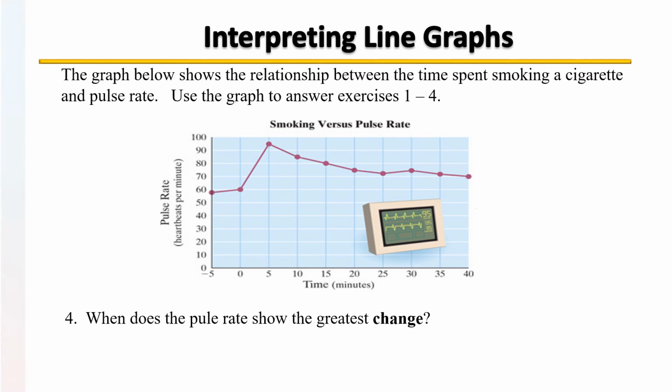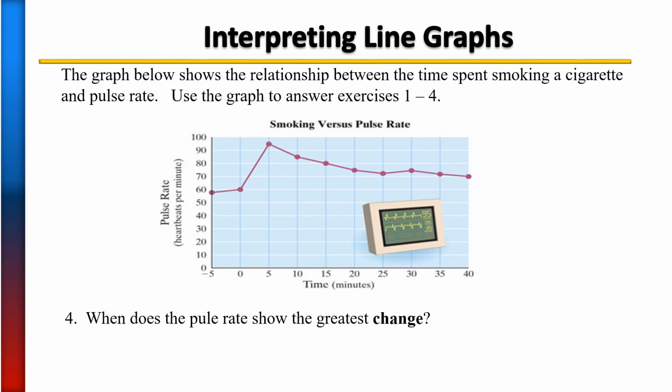Question number 4. When does the pulse rate show the greatest change? Now, change can be an increase or decrease. It's a point in your line where you notice from left to right that it's moving upward, or from left to right moving downward. And the farther apart it is, the greater the change is. So when does the pulse rate show the greatest change?